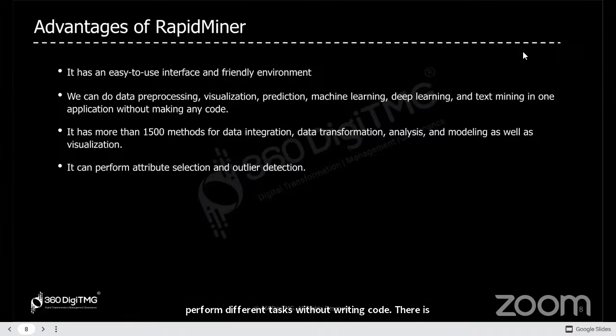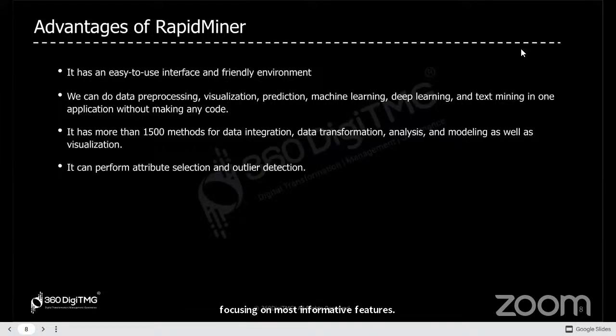There is a user-friendly interface present. And what is the last point? It can perform attribute selection as well as outlier detection. It offers features for both attribute selection and outlier detection. What is the use of it? What is attribute selection and what is outlier detection? Attribute selection helps streamline the modeling process by focusing on the most informative features.